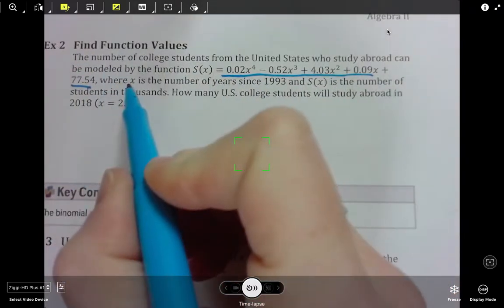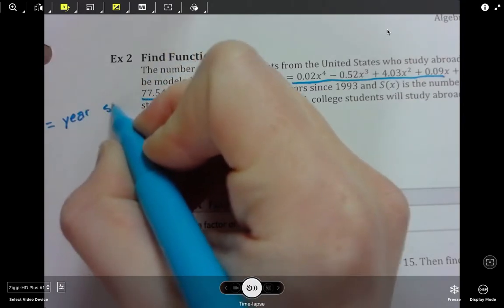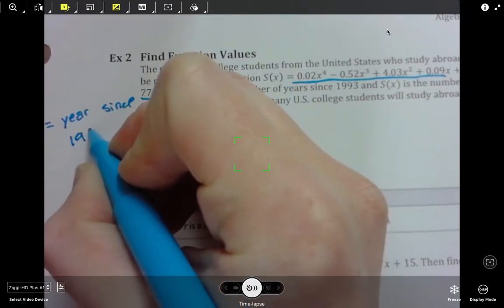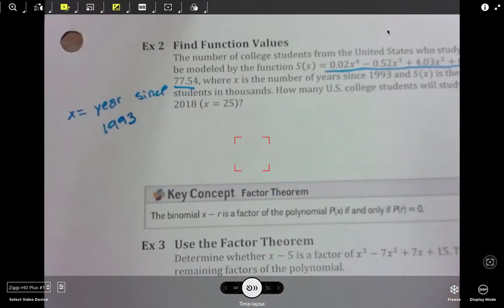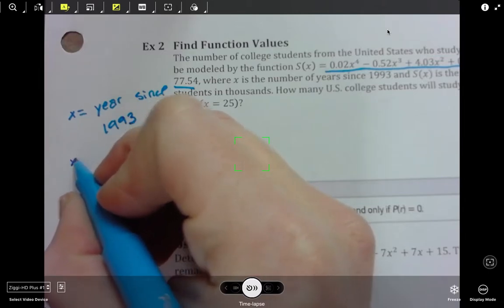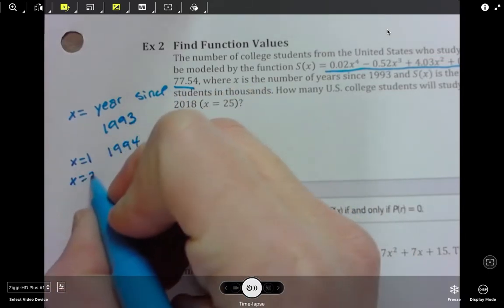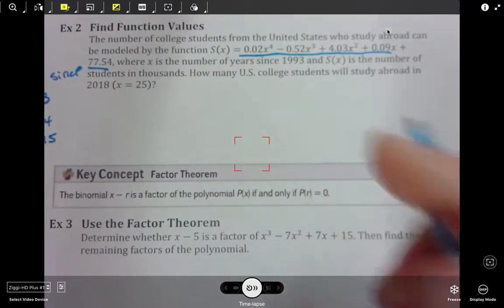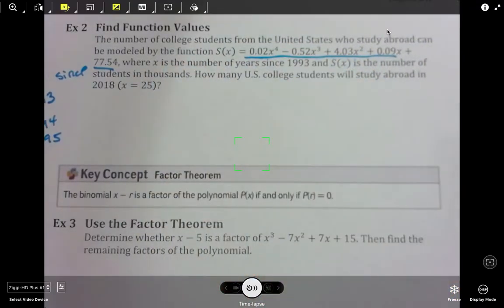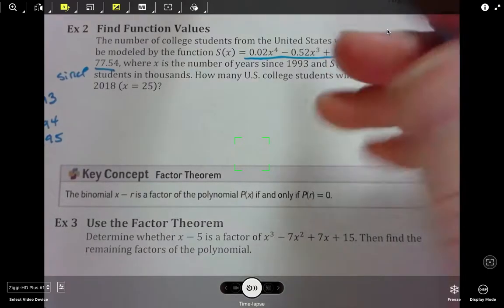Where x is the number of years since 1993. X equals 1 would be like 1994. X equals 2 would be like 1995, and so on and so forth. Okay, that's what that's saying. And S of x is the number of students in thousands. How many U.S. college students will study abroad in 2018?